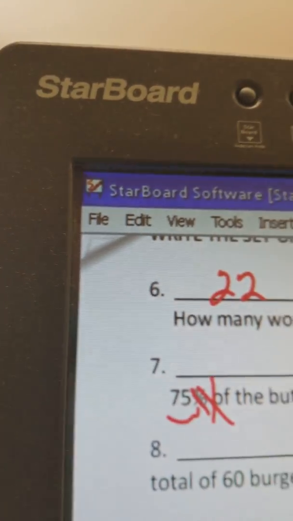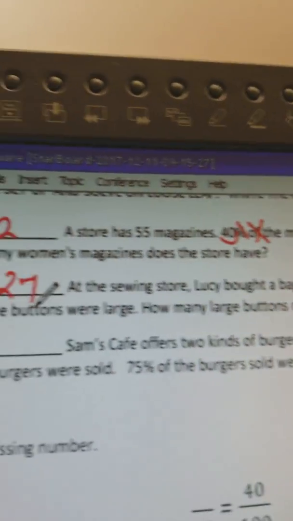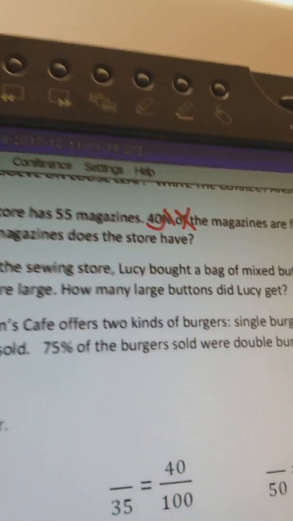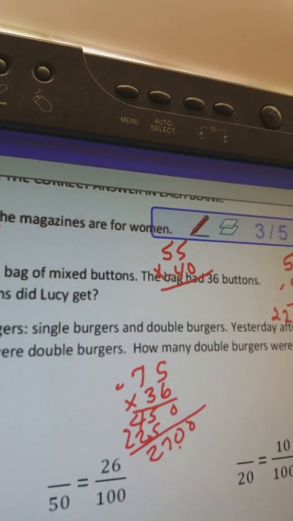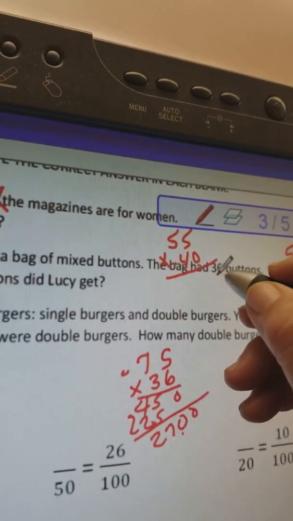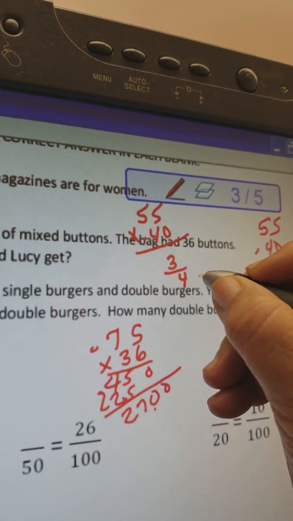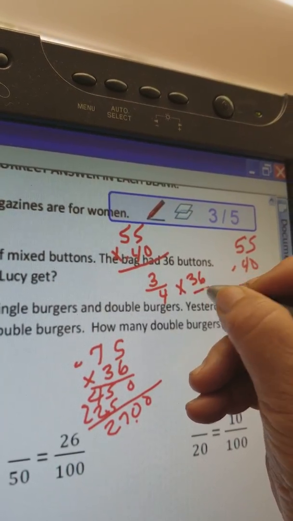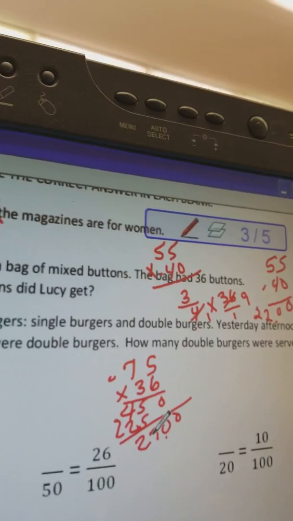$27 large buttons. You also could think of 75% as 3/4. So 3/4 times 36, and 3/4 of 36, 3/4 times 36, reduced by 4, 9 times 3, same 27.